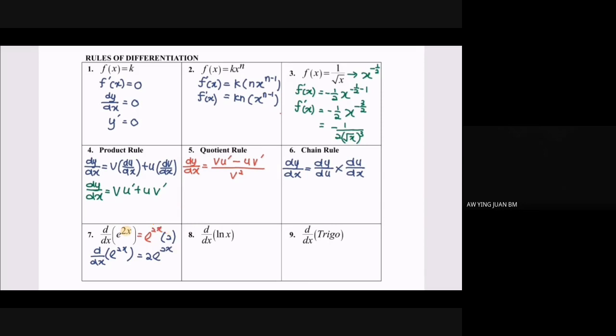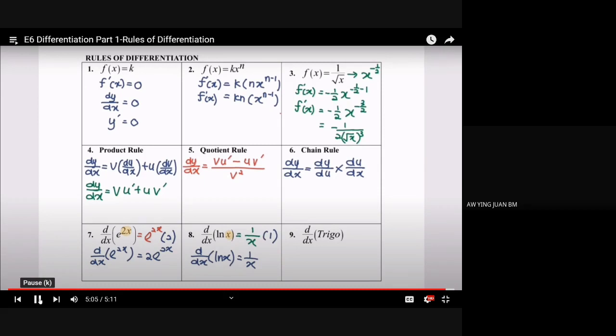Next, number 8, we are going to differentiate ln x. If we differentiate ln x, we will have 1 over x. Then focus on the internal function and differentiate the x, and we will have 1. Rewrite the situation, d dx ln x, we will have 1 over x. In number 9, we are going to differentiate trigo. So we are going to further the discussion in the next session.